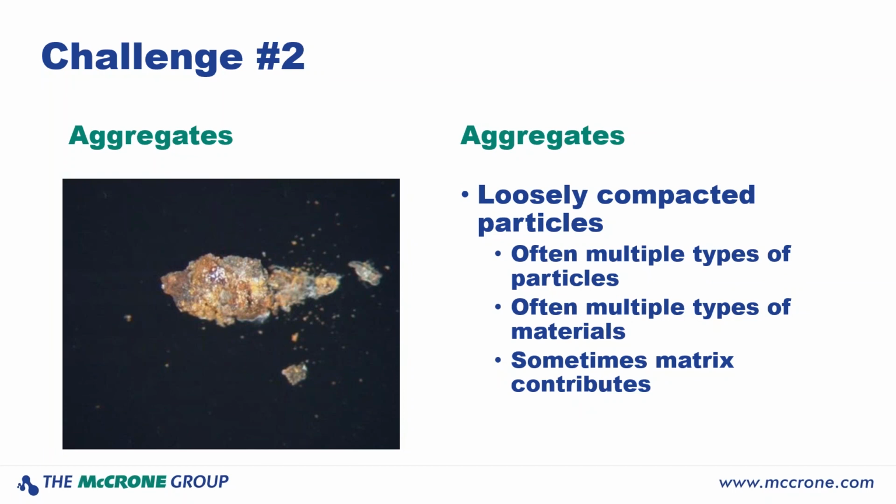Another challenge can be aggregates. Aggregates aren't a single discrete particle. They're more like a loose clump, for technical terminology, of multiple different things. You can see here we've got some discolored powders, some shiny crystalline type materials. There might even be little plastic or metal fragments buried in the middle of that. So this aggregate itself is going to be multiple different types of particles. It can be different types of materials. And sometimes, actually very frequently, your matrix is part of that.